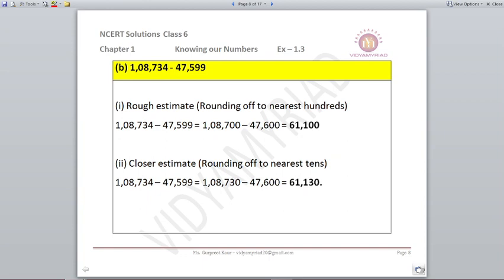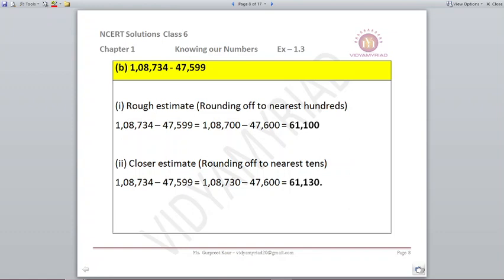Next, 108734 minus 47599. Now 108734, when I convert to the nearest hundreds, we see that 34 is less than 50. So it becomes 108700. Next, 47599. So 99 is more than 50. So 47500 will become 47600. So subtract them, you get 61100.